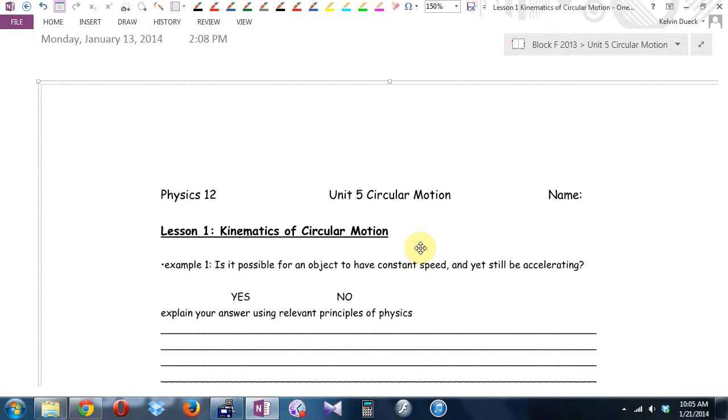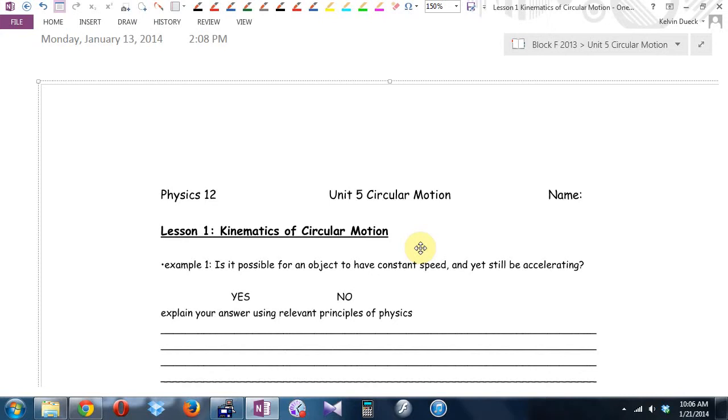What do you think? Yes. Someone says yes. Who said yes? Convince me. It could be going in circles. Okay, so you've seen the punchline, or maybe you thought of this on your own. Because all vectors have both magnitude and what? Direction. You can have an acceleration, a changing velocity, if instead of changing the magnitude, which would be constant speed, you change the direction.